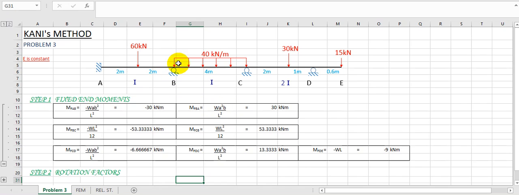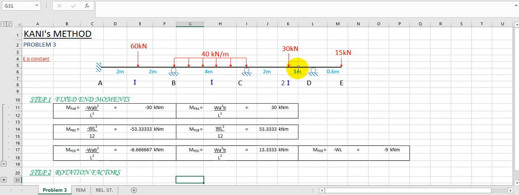Similarly, MFBA, here a clockwise moment is acting, and I consider clockwise moment as positive. Thus it is positive W A square B by L square, and I again get it as 30 kilonewton meter. Fine. Now we'll find MFBC. Again, fixed end moment at BC is minus WL square by 12, and it is equal to minus 53.3333, sign convention being the same as previous. And MFCB is WL square by 12, which is positive, and it is equal to plus 53.333 kilonewton meter.